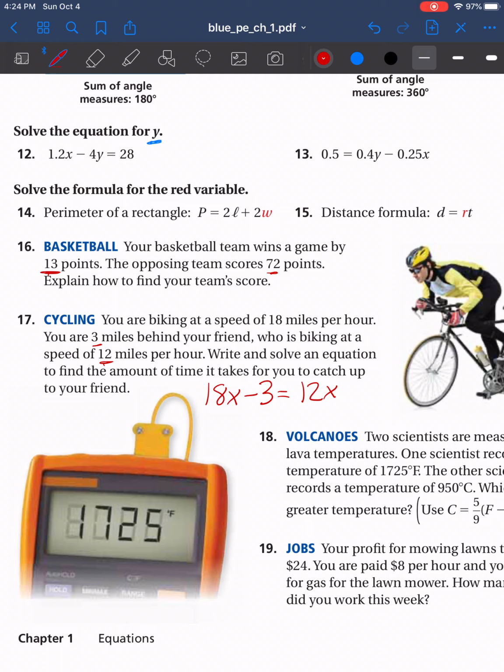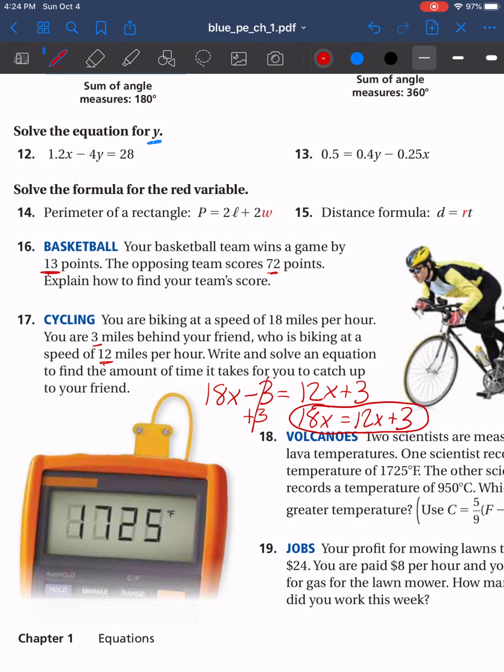Okay? Now, all I really want to do is just get 18x by itself. And to be able to do that, I need to get negative 3 away from it. So I add 3 to both sides. That makes that one go away. And then I'm left with 18x equals 12x plus 3. Now, guys, that's your first part of your answer, okay? Because it wants you to make an equation.